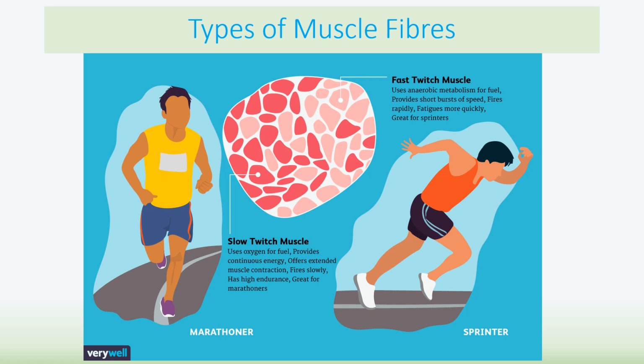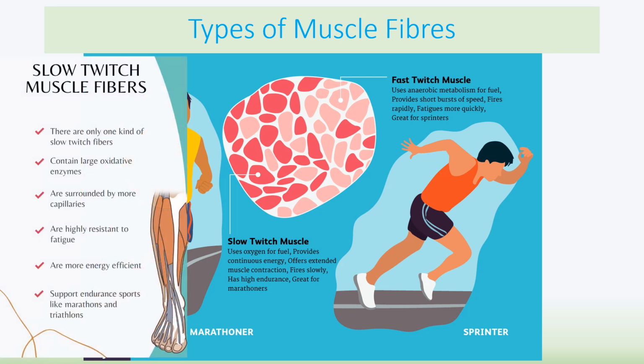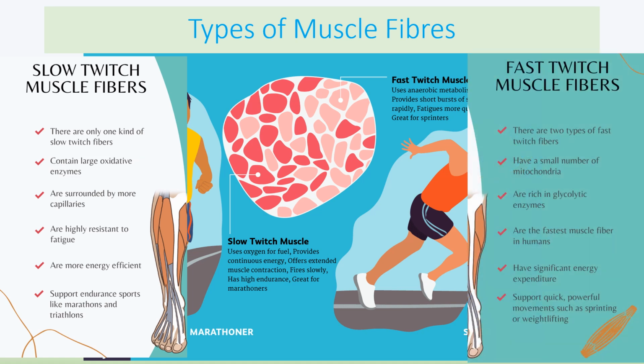So let's have a look at slow twitch in more detail. There is only one kind of slow twitch fiber. They contain large amounts of oxidative enzymes, so lots of enzymes to do aerobic respiration. They're surrounded by more capillaries because they need a constant supply of oxygen and glucose to do aerobic respiration. They are highly resistant to fatigue, and they are more energy efficient because they're doing aerobic respiration, and they will therefore support endurance running.